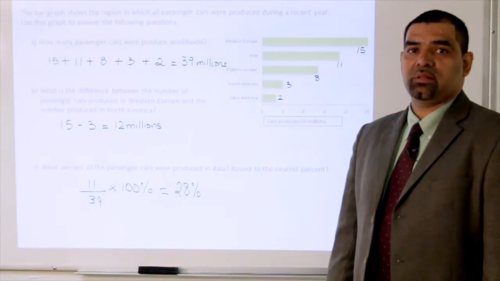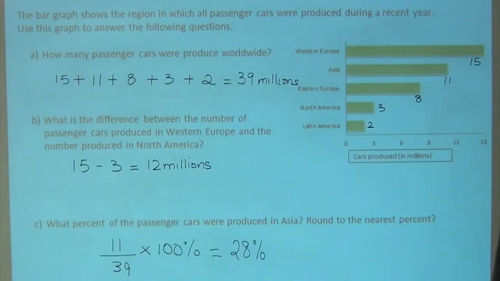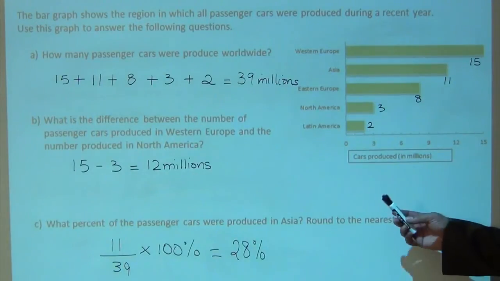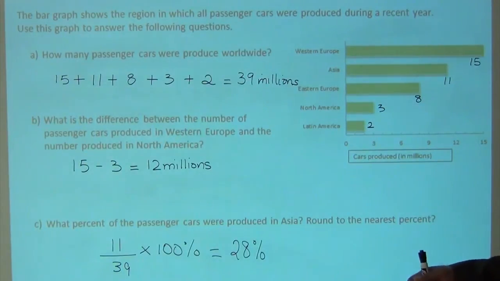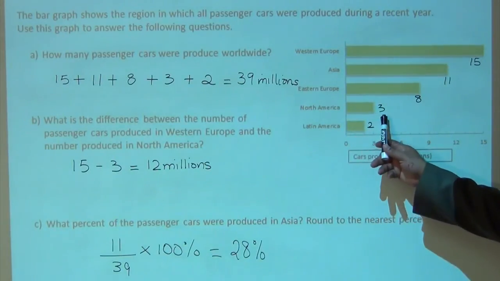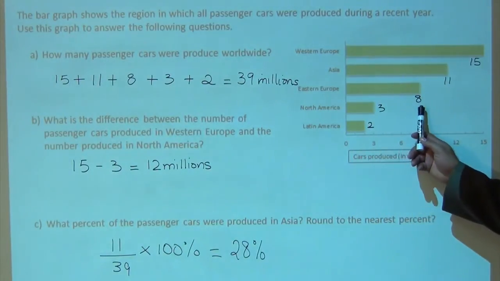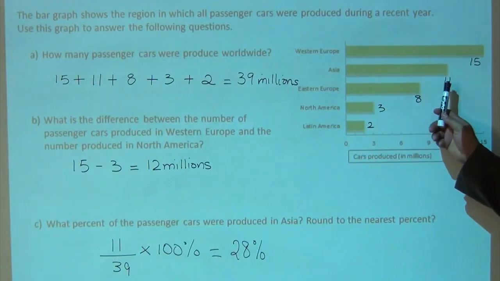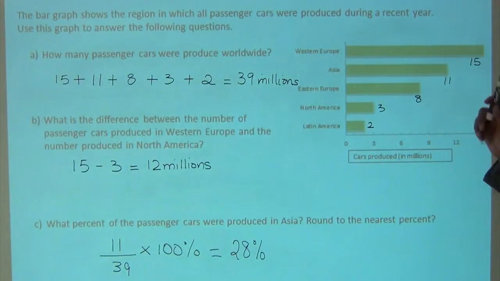Let us revise the problem now. A bar graph shows the region in which all passenger cars were produced during a recent year. Use this graph to answer the following questions. Now we analyze the graph by determining the production of cars in different areas. For example, Latin America had 2 million, North America 3 million, Eastern Europe 8 million, Asia 11 million, and Western Europe 15 million. After analyzing the graph, we go and answer the question.